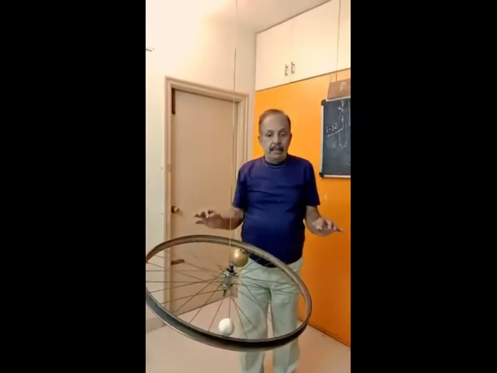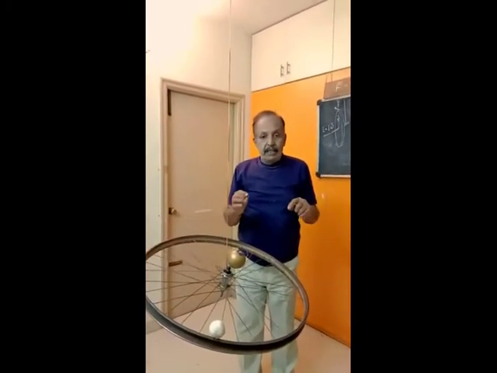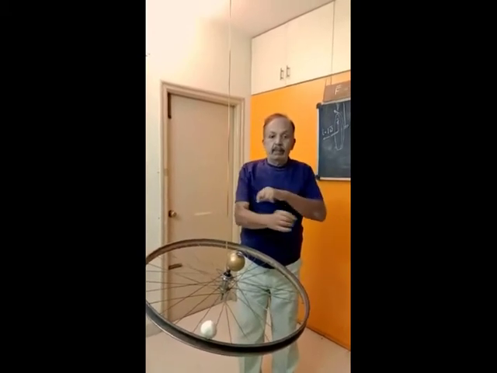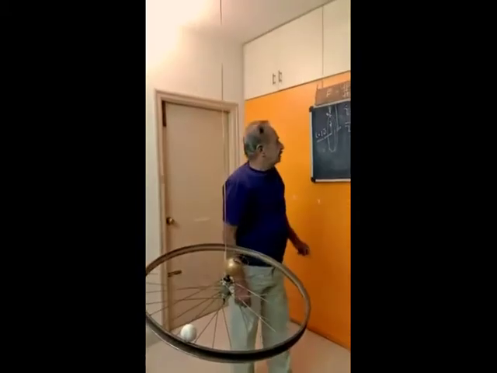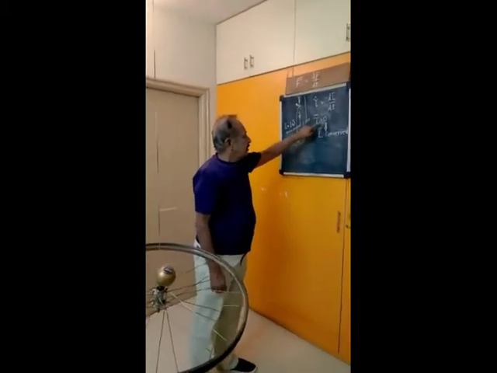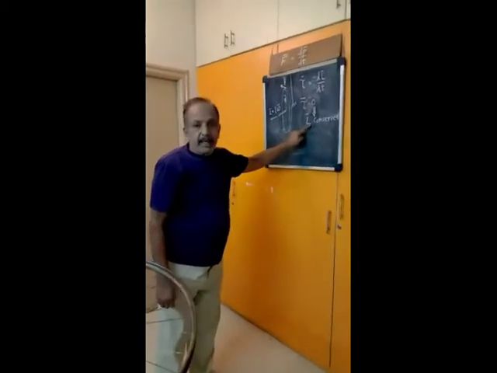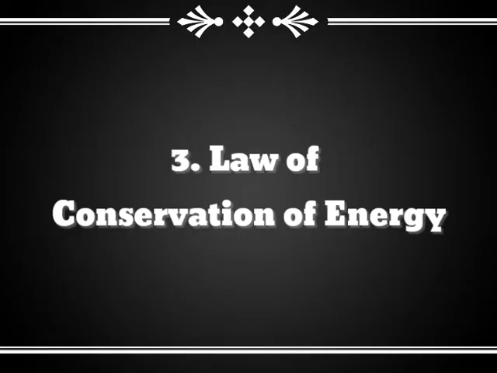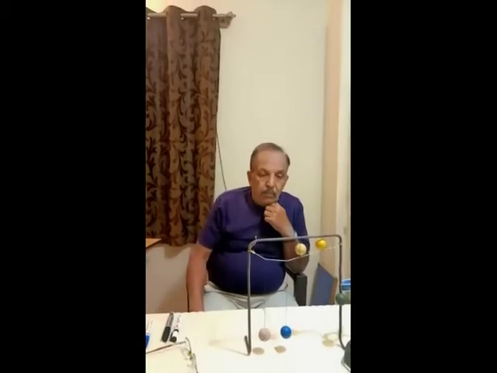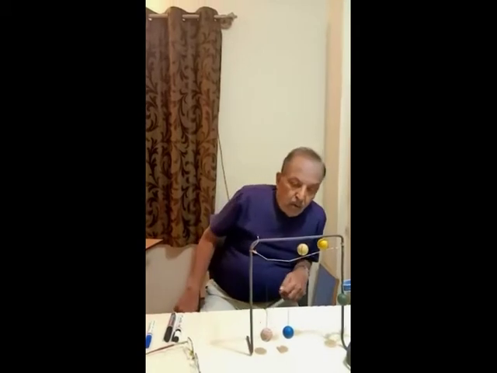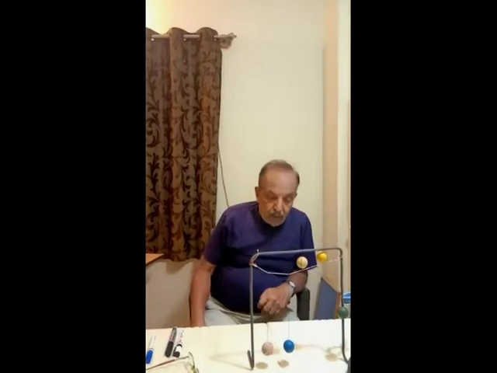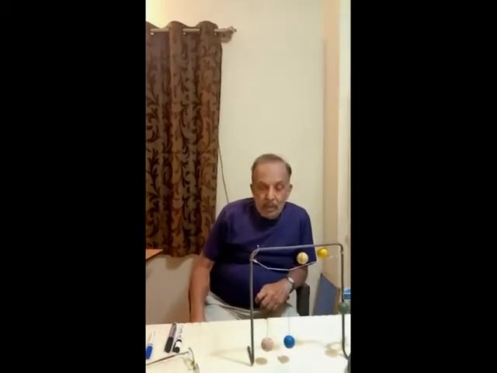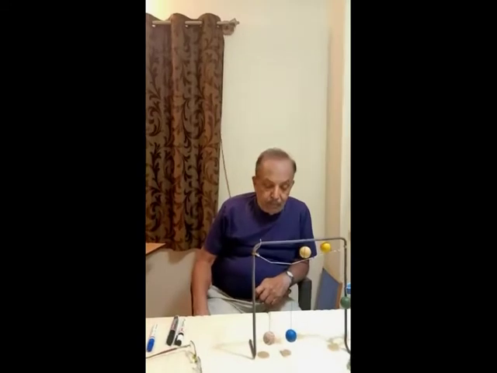The same reason applies for electrons going round and round in the orbits. So basically, the conservation law of angular momentum says that when external torque is 0, angular momentum is conserved. We have seen already two conservation laws: conservation of momentum, conservation of angular momentum.